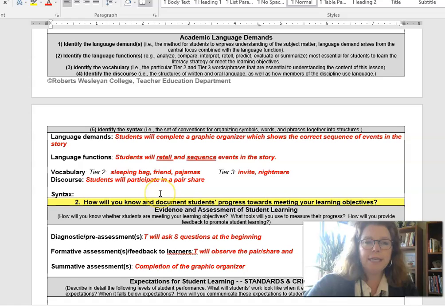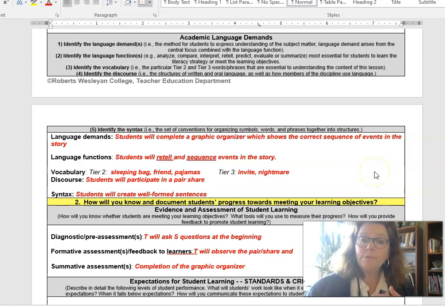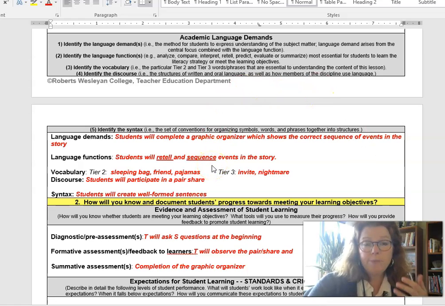Discourse. Discourse is the idea that students are speaking with language. For ESOL, we're always going to have students participate in a pair share. So that's easy for them. And then syntax is merely their ability in grammar. So if you put students will create well-formed sentences, that covers the syntax portion. So these two, discourse and syntax, will almost always be the same on all your lesson plans because we know in our field we need pair share and we need students to create well-formed sentences.